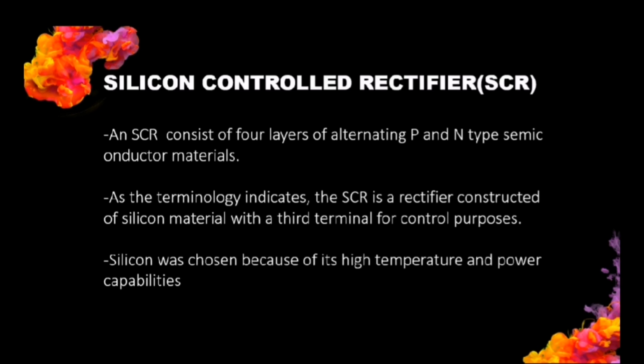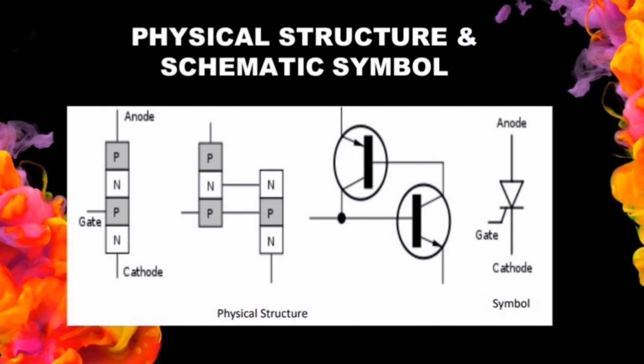Silicon Controlled Rectifier (SCR). An SCR consists of 4 layers of alternating P and N-type semiconductor materials. As the terminology indicates, the SCR is a rectifier constructed of silicon material with a third terminal for control purposes. Silicon was chosen because of its high temperature and power capability. The symbol of the SCR is similar to that of the diode. Additionally, it has a gate terminal as shown below.